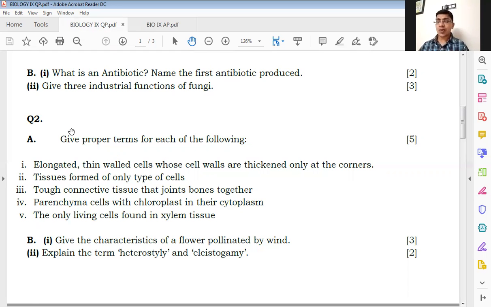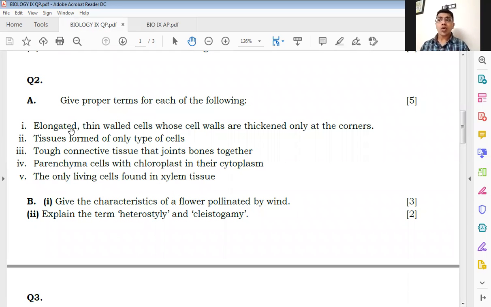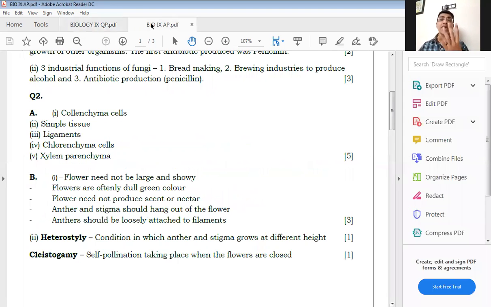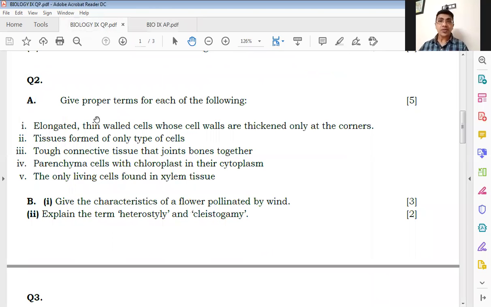Let's go to the last part of this question, and that is the only living cell which is found in xylem tissue. Just to remind you, xylem is a complex tissue. It has 4 types of cells, but only one of them is living, and that is xylem parenchyma. Rest, all the 3 are the dead cells, right? So yeah, that was all about giving proper terms.